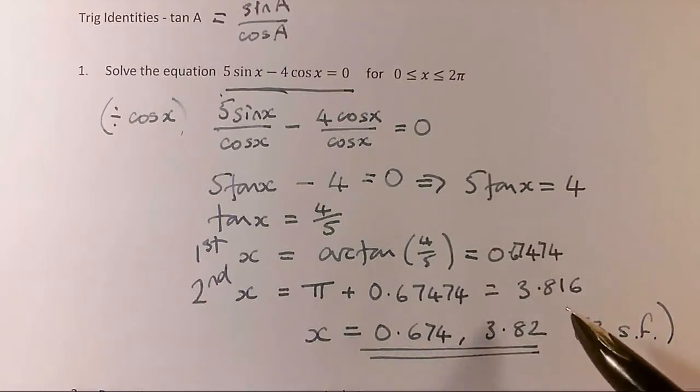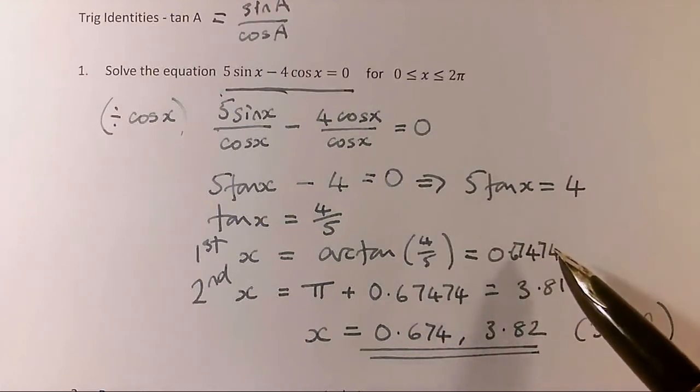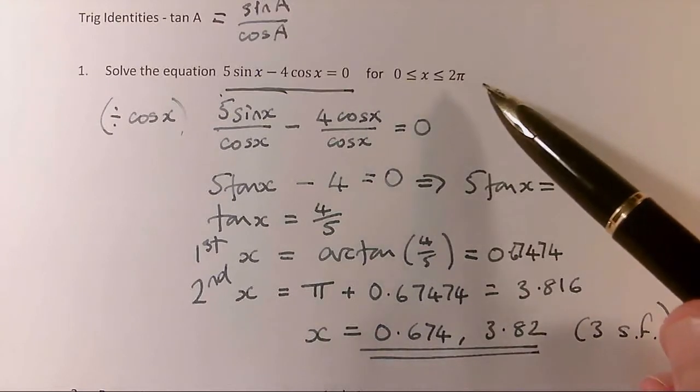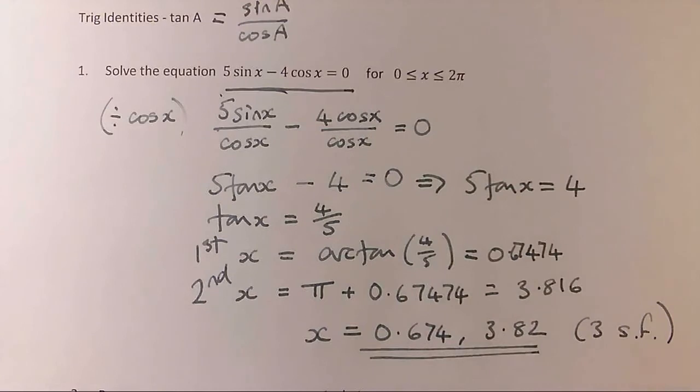Oh, I should have mentioned, we should always consider whether there are going to be any 2 pi repeats of these first 2 solutions, but because my range of values is 0 to 2 pi, adding or subtracting 2 pi to these would take me outside of that set of values.